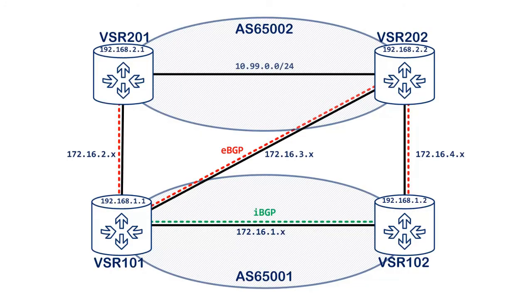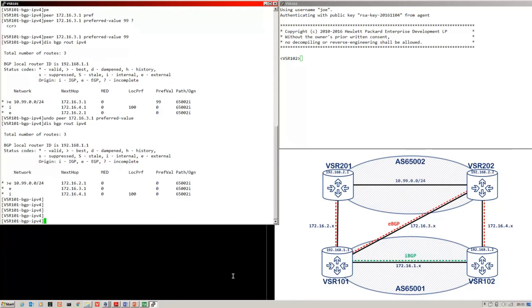Referring back to the demo network, what I'm going to do is up the local preference sent from VSR 102 for the 10 network across to VSR 101. So that 101 and 102 will take this link to 172.16.4 across VSR 202 to get to that 10.99 network. So I'm essentially manipulating the exit path out of AS65001. Okay, here's VSR 101. And I've also logged into VSR 102 to add the local preference configuration.